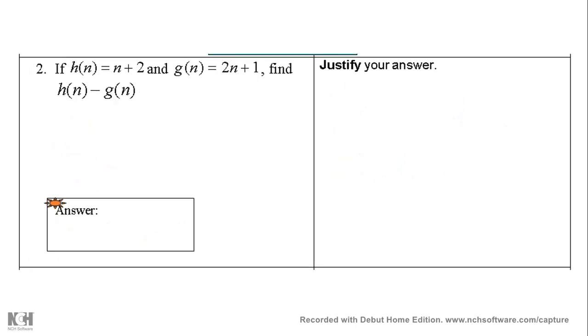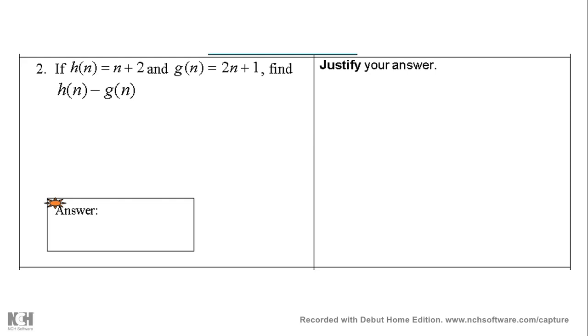Okay, on to number 2. Now number 2 gives us two functions, h of n and g of n. h of n is equal to n plus 2, and g of n is equal to 2n plus 1. And we need to find h of n minus g of n. So this is simply subtraction.